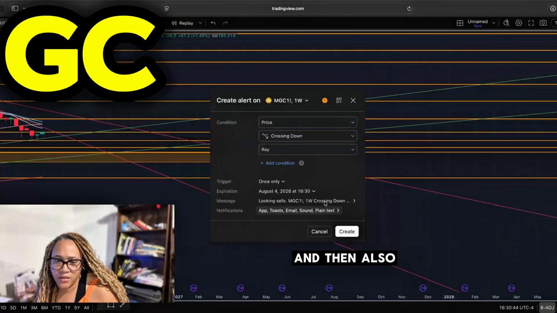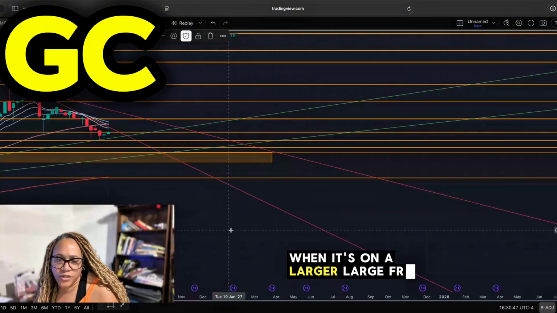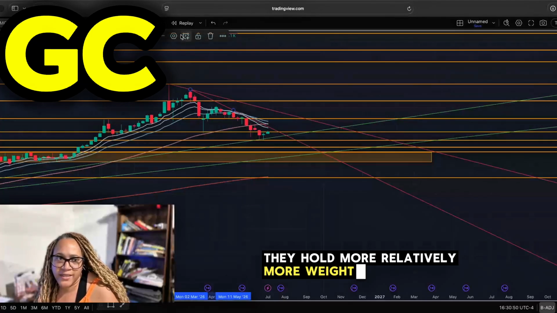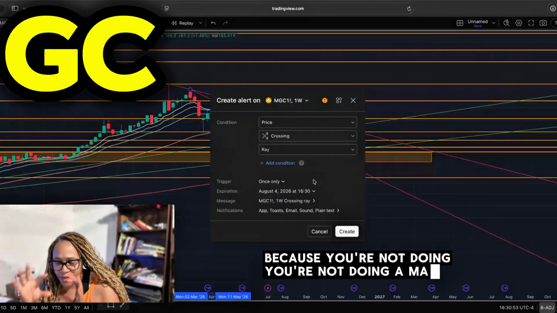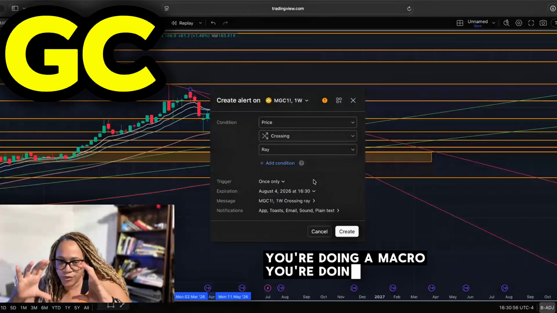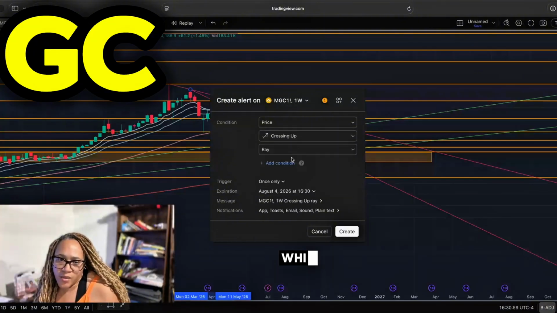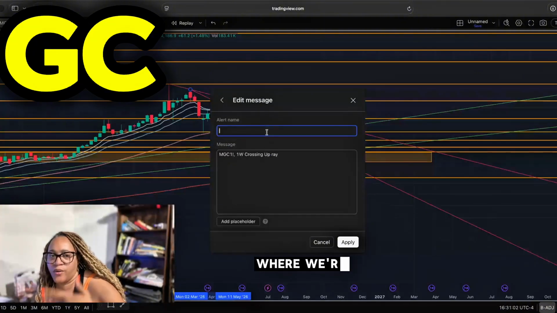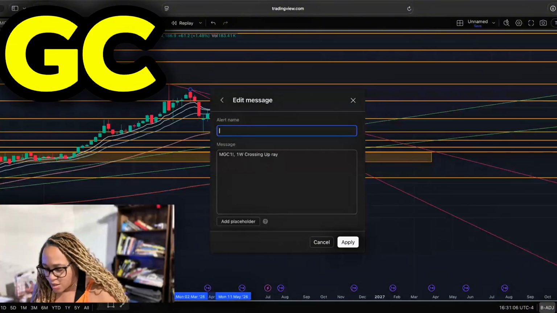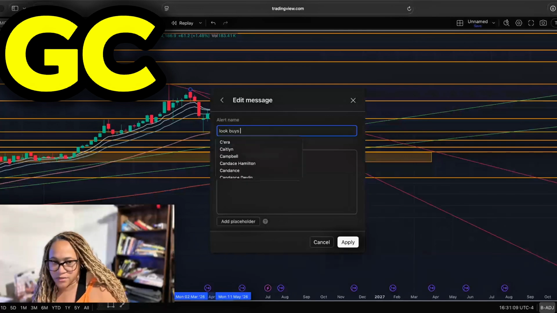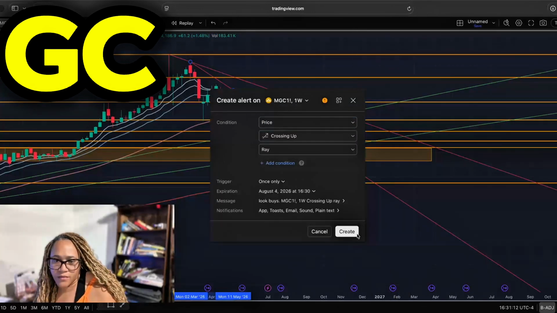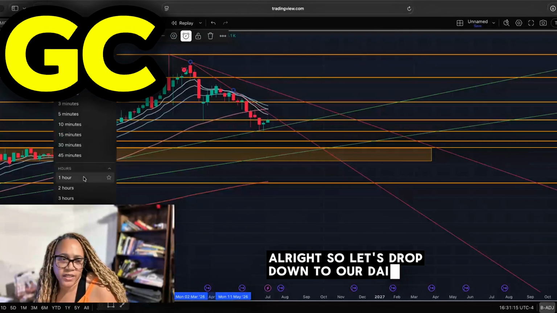And when it's on the larger time frame, the trend lines hold more validity, more weight, because you're not doing a micro view, you're doing a macro, big picture view. So they hold more weight, which helps you view where we're going, the actual oversized trend. Crossing up, look for buys. All right, so let's drop down to our daily chart.